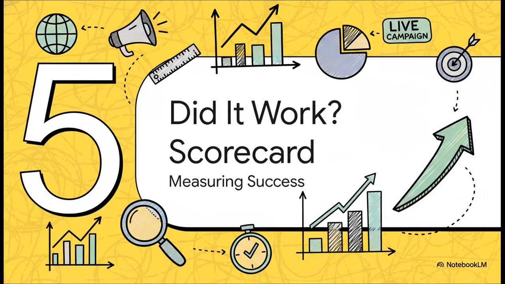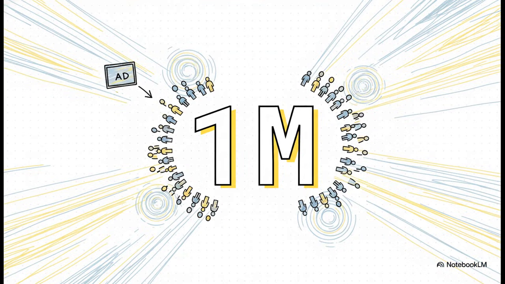So the campaign is live, it's out in the world. You might think your work is done, but nope, not even close. Now comes the most important part. You have to measure everything to figure out if your plan actually worked. The first thing you look at is reach. It's a simple question. How many unique human beings actually saw your ad? This number tells you just how big your footprint was.